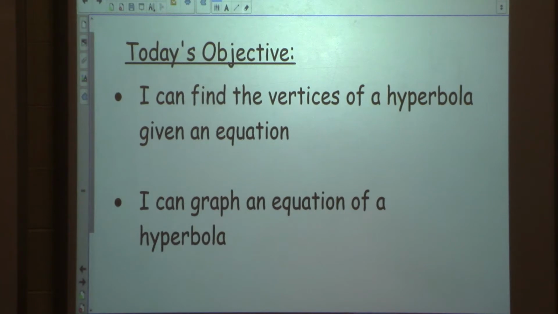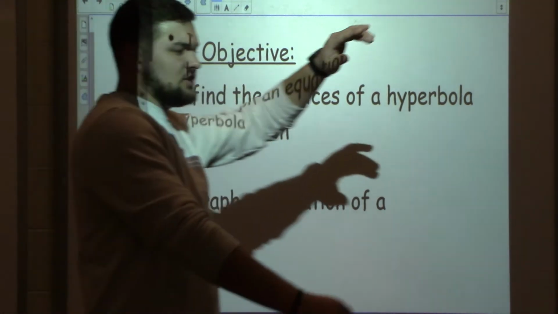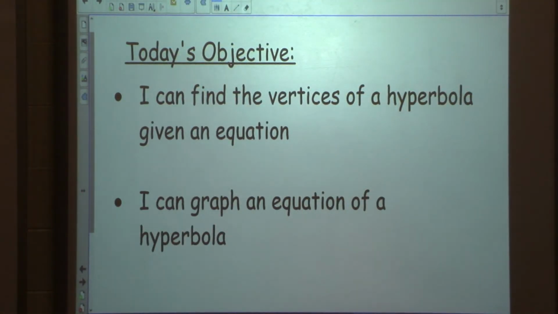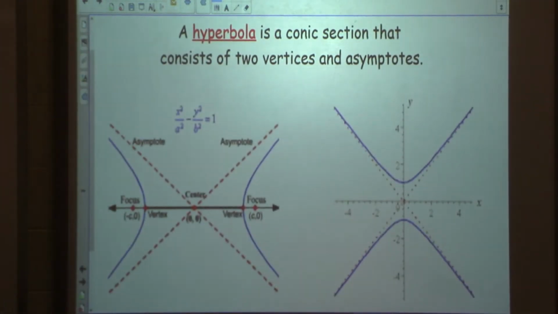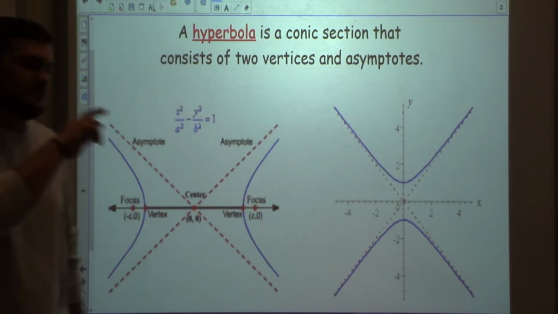Okay. All right, guys. Hey, let's go. It's Wednesday. We got it going. So, hyperbolas today. We're talking about vertices, graphing equations, and noticing equations. Things like that. So, hyperbolas look like this. It's a conic section that consists of two vertices and two asymptotes.